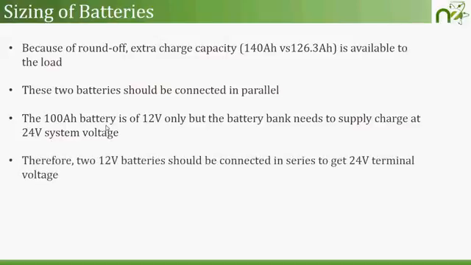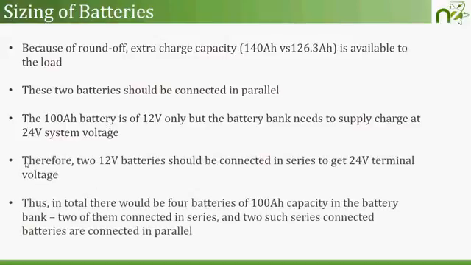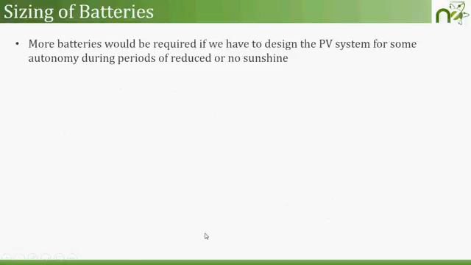So hence the total number of batteries would be 4, because we connect 12 volt batteries in series to get 24 volt as terminal voltage. Hence the total will be 4 batteries of 100 amperes. 2 of them will be connected in series, and 2 such series-connected batteries are connected in parallel. Hence there would be 4 batteries.